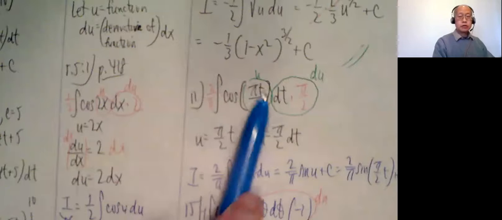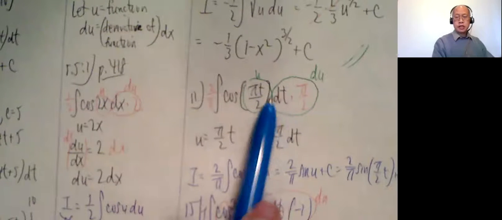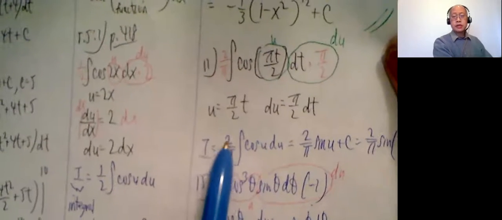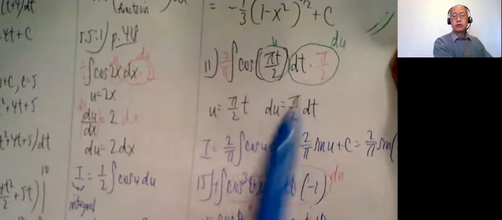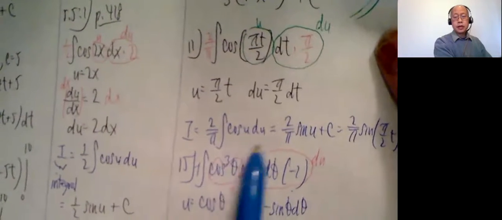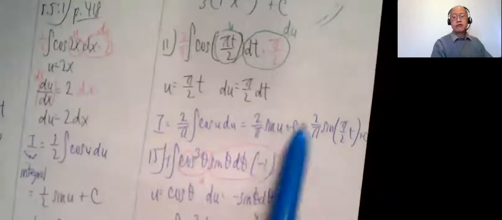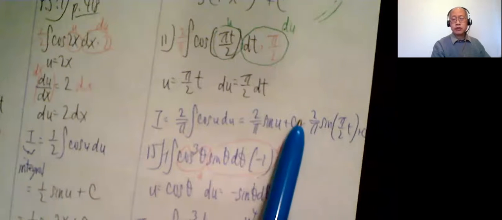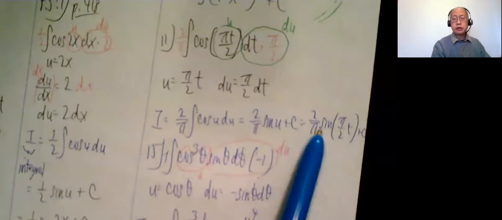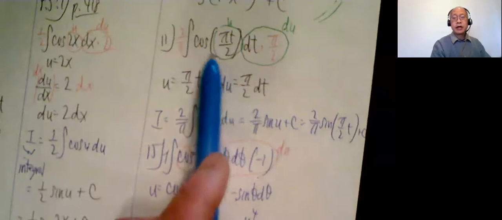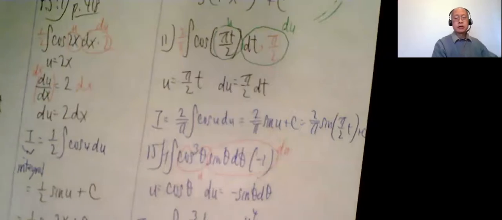Now the next step, I'm going to change this to u. I'm going to change this pi over 2 dt to du. So my original integral is now 2 over pi times the integral of cosine u du. Okay, and the integral of cosine is sine, so 2 over pi sine u plus c. Just change u back. So the final answer: 2 over pi sine of pi over 2 t plus c. And you may notice if I differentiate this, it works. The derivative of this would be 2 over pi cosine of pi over 2 t times pi over 2. The pi over 2 would cancel 2 over pi, and I have the original back. And of course, the derivative of any constant is 0.